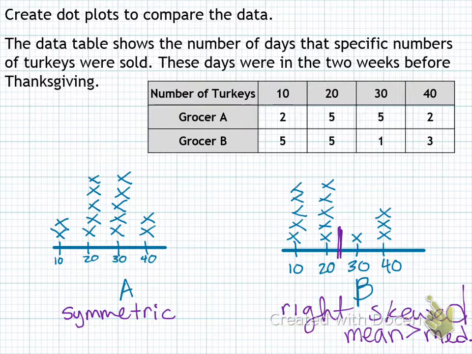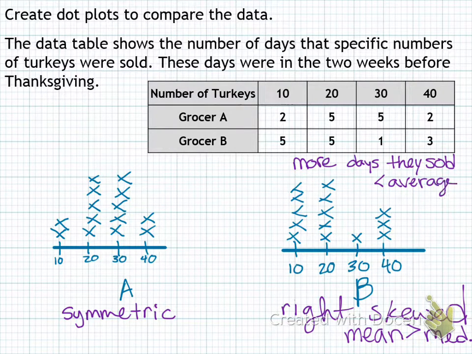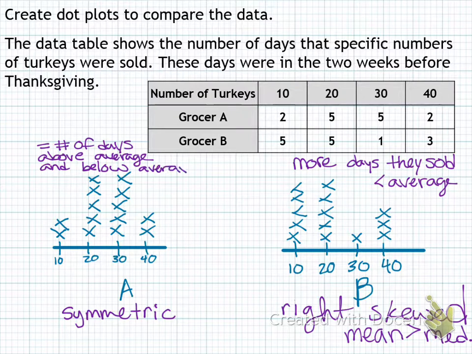So we could say there were more days that they sold less than average, and for the symmetric, there was an equal number of days above average and below average.